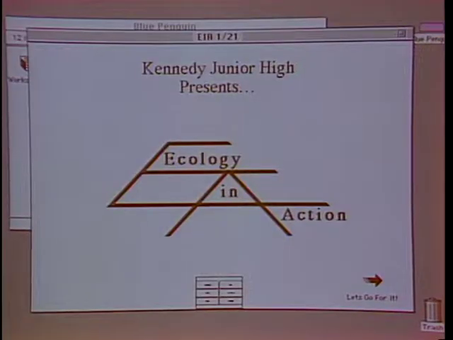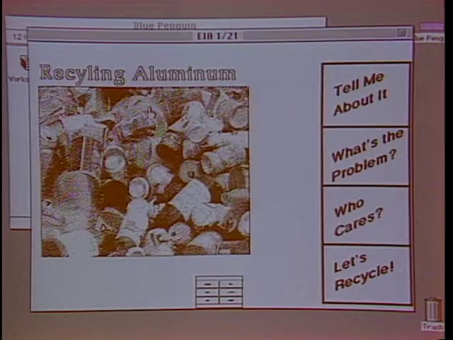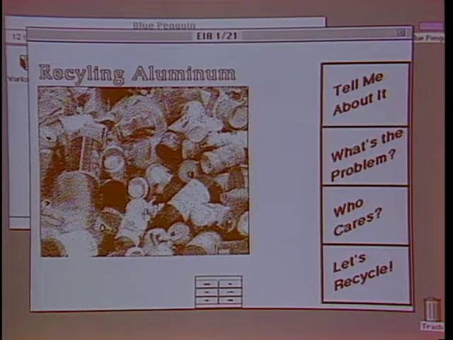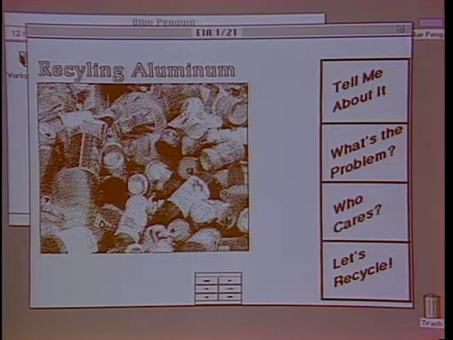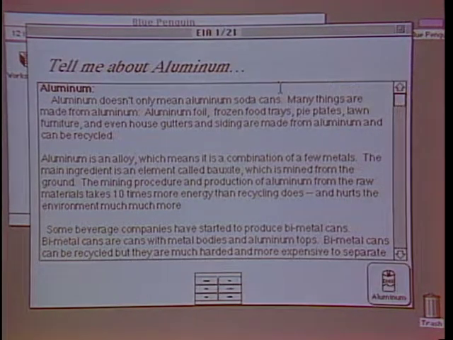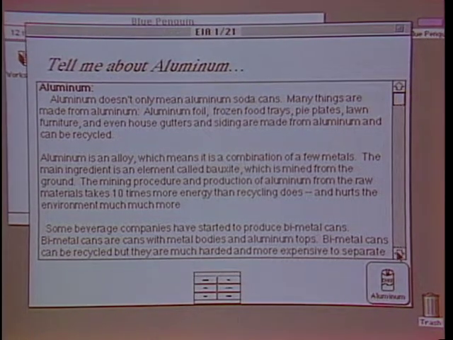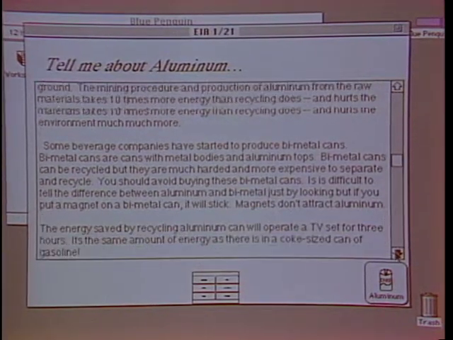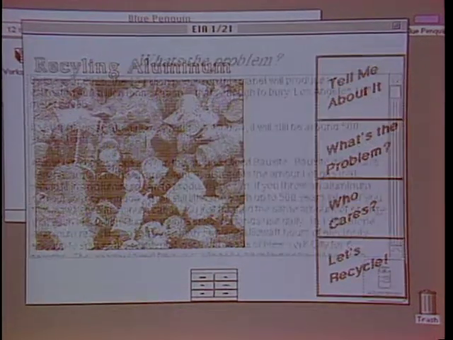Okay, how it works is it's just a HyperCard stack, and it's got a basic outline. And as an example, we'll go to aluminum. And we got these pictures. They were scanned in with a scanner. A bunch of aluminum cans, and then you had your choices on the right there. And then there's 4 choices. Tell me about it. It tells you about aluminum, and it just goes through a description of aluminum, how it's mined, why it's easier to recycle it, and then you can go to what's the problem.